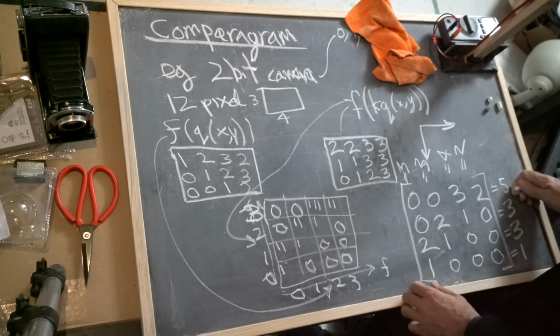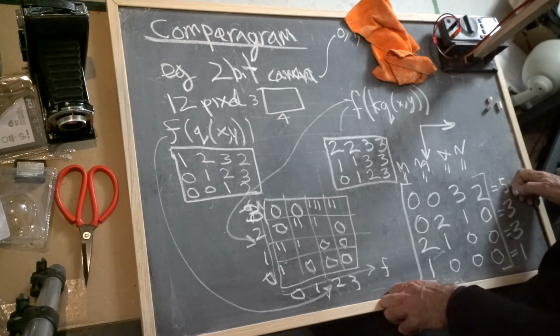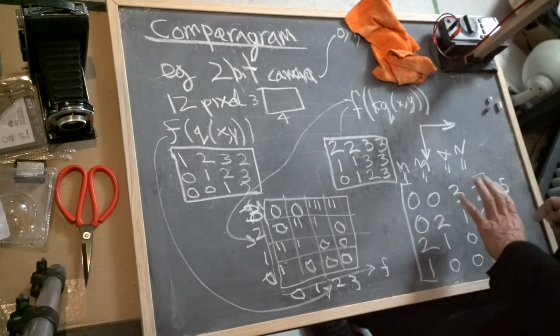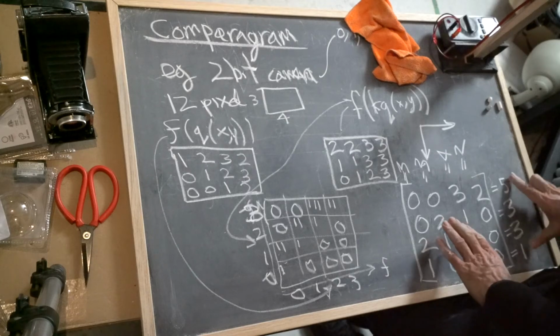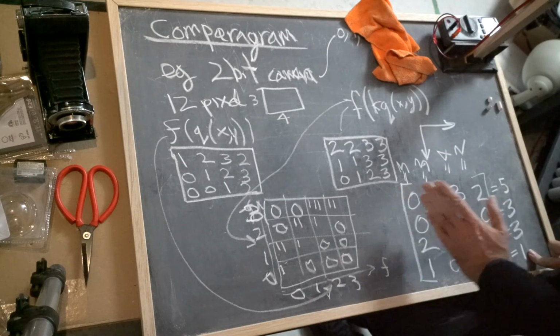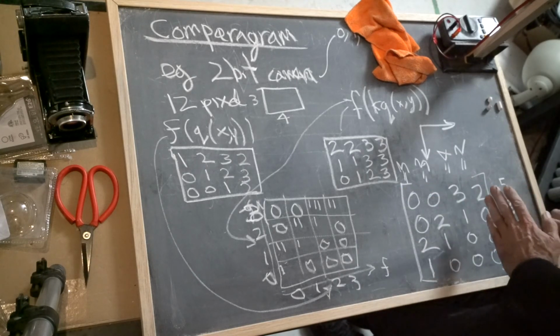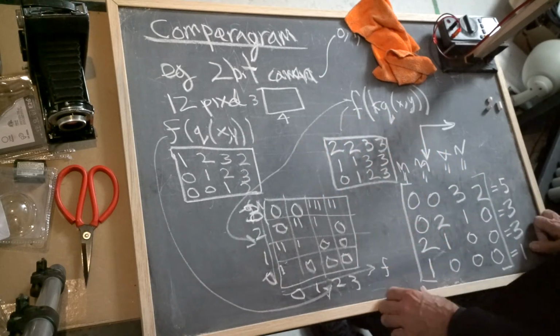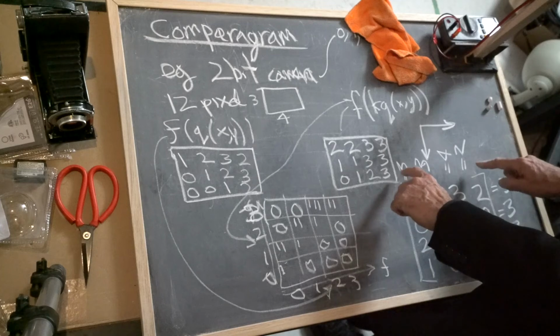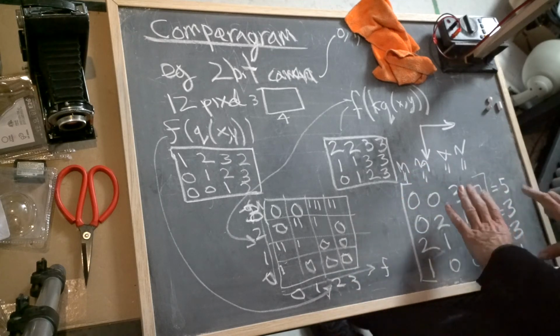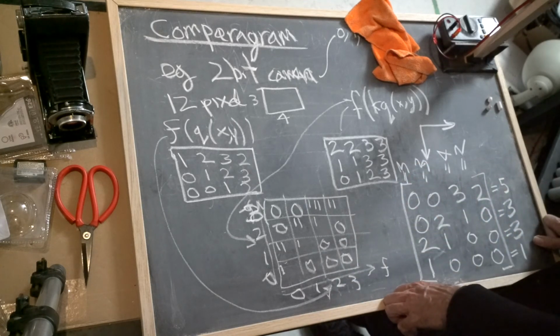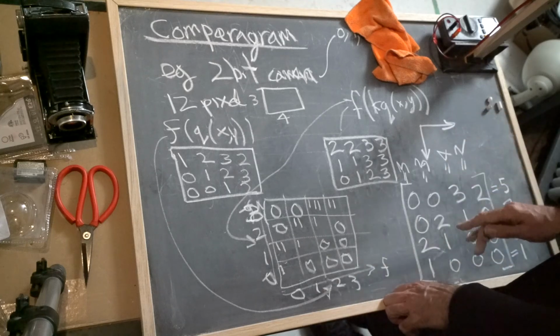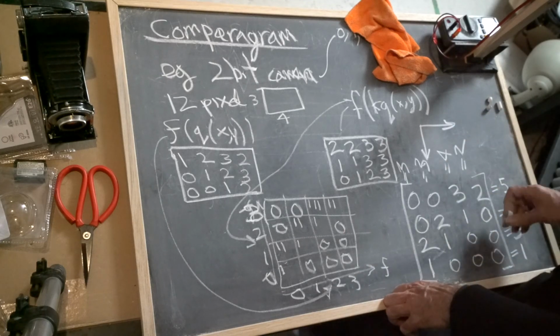Now, interestingly, if you look at these numbers here, when I sum along rows, they are just the histogram of the one image, and these numbers here are the histogram of the other image. So totaling along rows of the comparagram gives you the histogram of one image, and totaling down columns of the comparagram gives you the histogram of the other image.